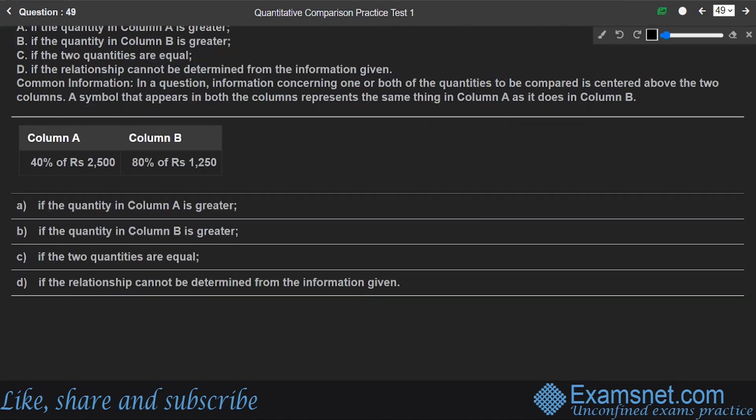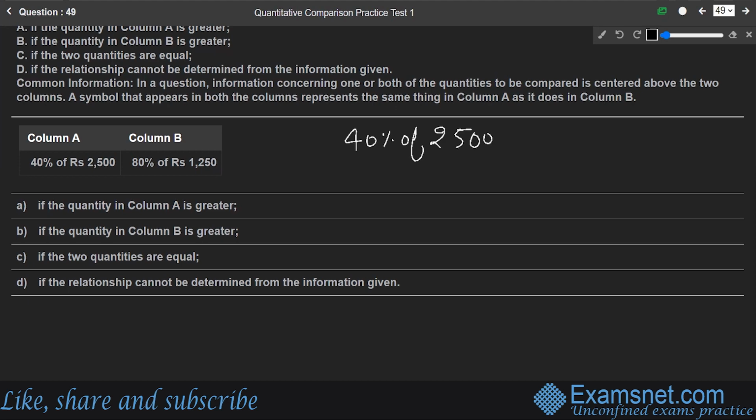Now the question says 40% of rupees 2500. That is the quantity to be solved in column A. Now we have a different quantity that is available in column B. So let us see the quantity of column A: 40% of 2500. That's what we are supposed to solve in column A.